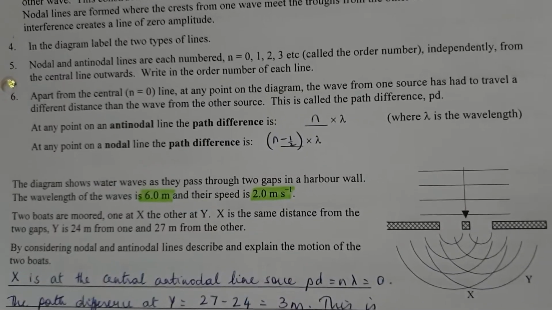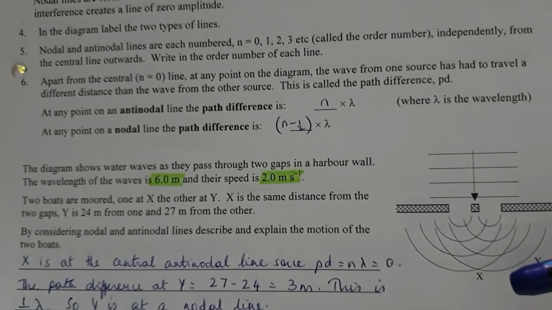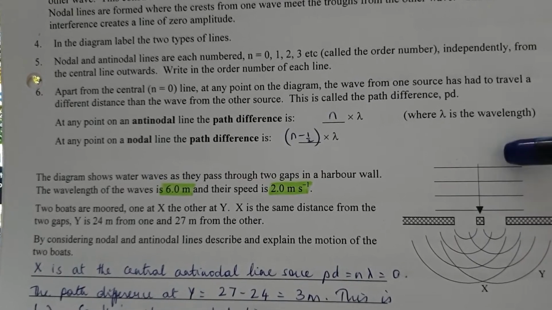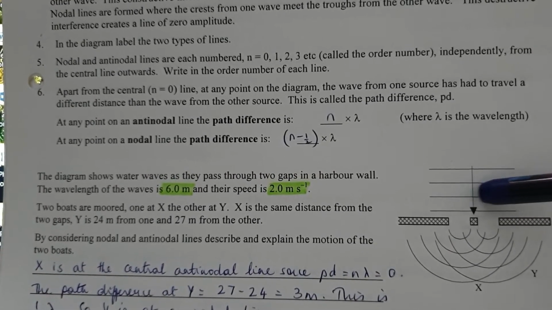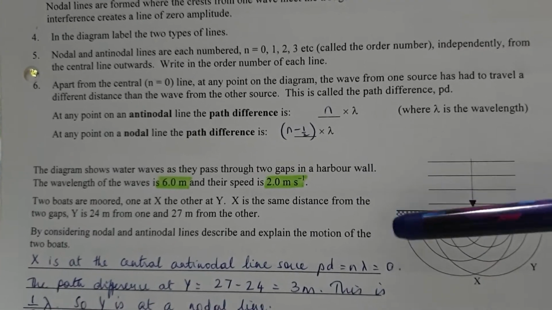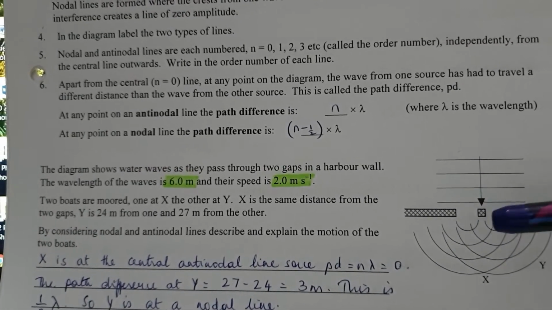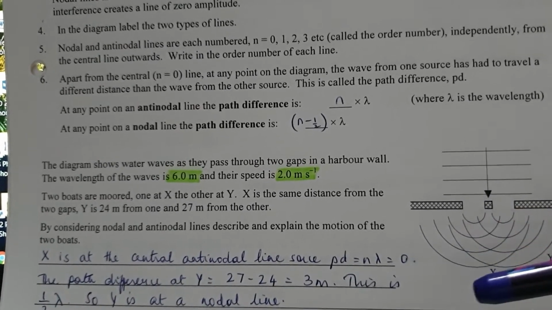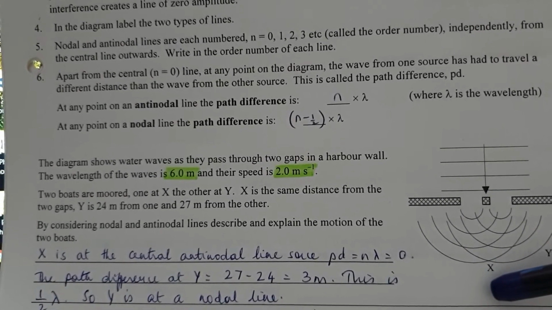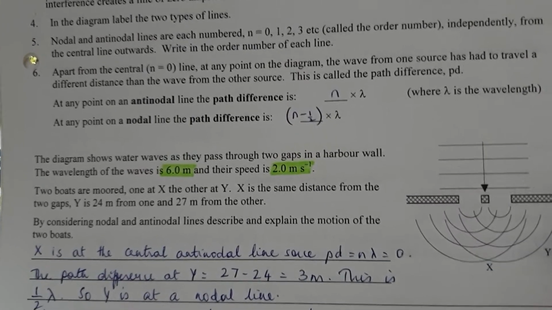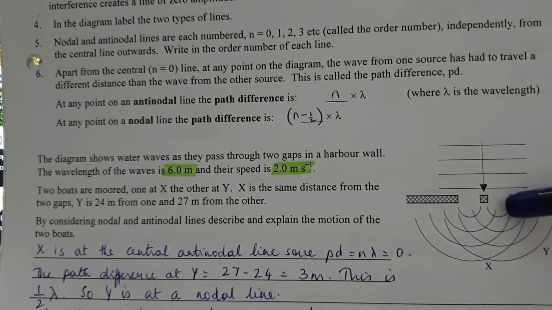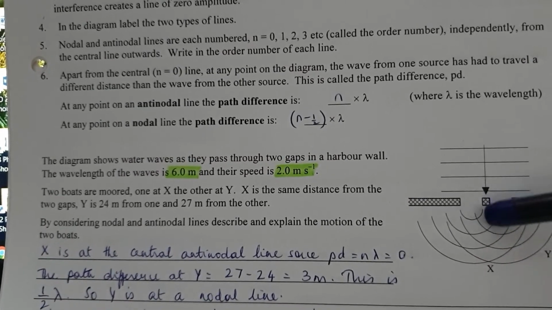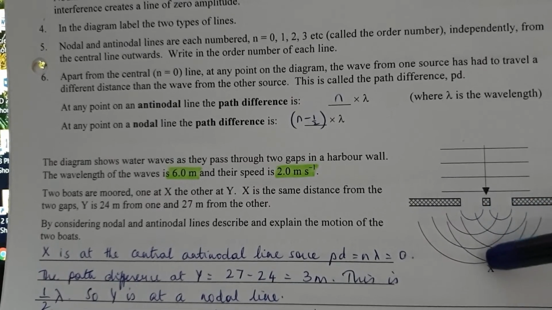Okay, now I'll just do this question with you. So here's the diagram, and there are two ships, one at x and one at y, and we know that the wavelength, that's the distance from one crest to the other, is 6 meters, and the wave speed is 2 meters per second. We don't really need the wave speed, it just tells you it's a traveling wave. Okay, now the thing is, x is along the central antinodal line where the path difference is 0, but y is 24 meters from one and 27 meters from the other. So the path difference of x is 0, so it's along an antinodal line.